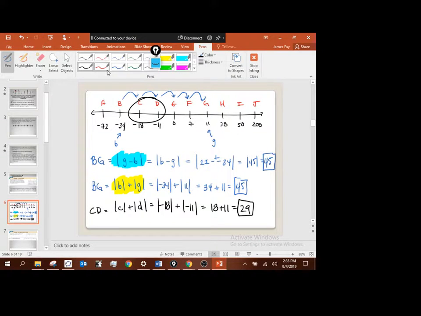So we need an equation that will always work, and we're looking for this 29 to end up being, what do we say, 7? So if I do CD is equal to the absolute value of negative 11 minus negative 18, that's going to give me the absolute value of negative 11 plus 18. That's the absolute value of 7, which is then just 7, right? Does that make sense? Okay?